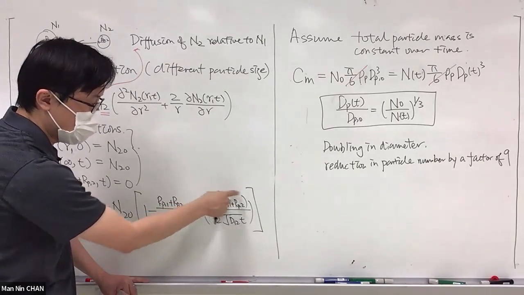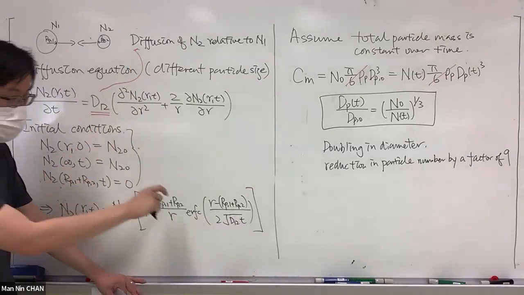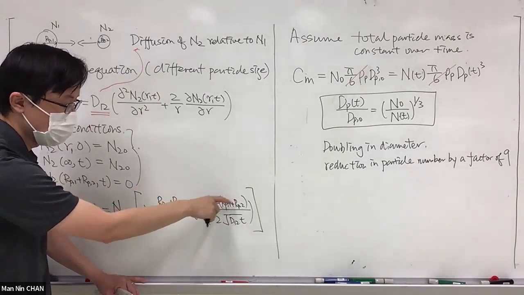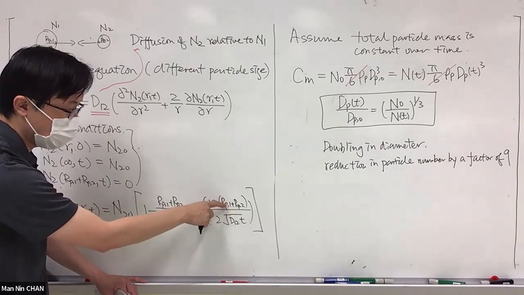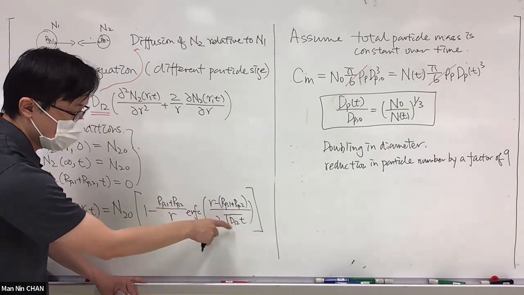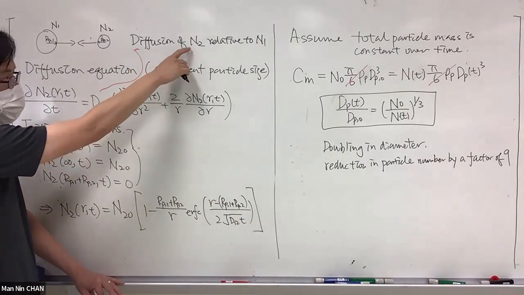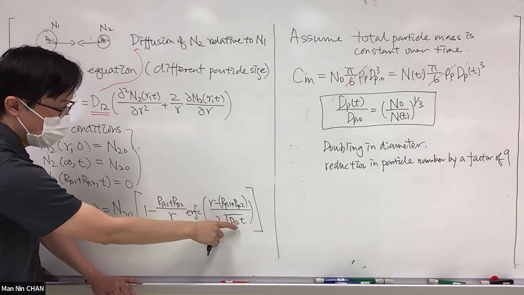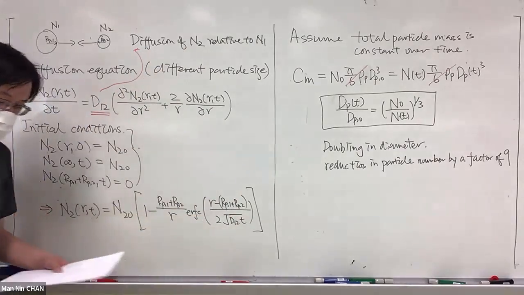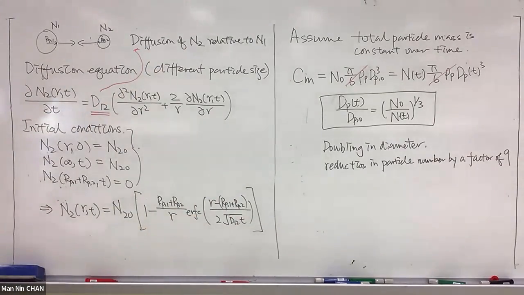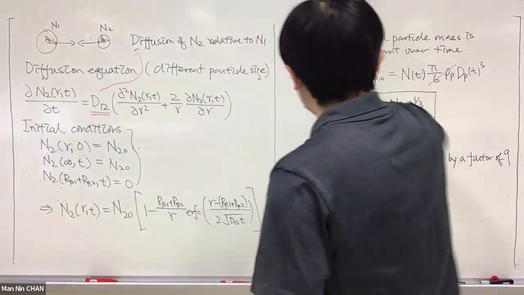And now this is again the sum of the radius of the two particles, RP1 and RP2. And then the diffusion coefficient: remember, you are looking at the diffusion of your N2 relative to your N1, and then we have this times T here. So this equation gives you the distribution of the N2 around the N1 at a different time. Then we can just solve this equation.